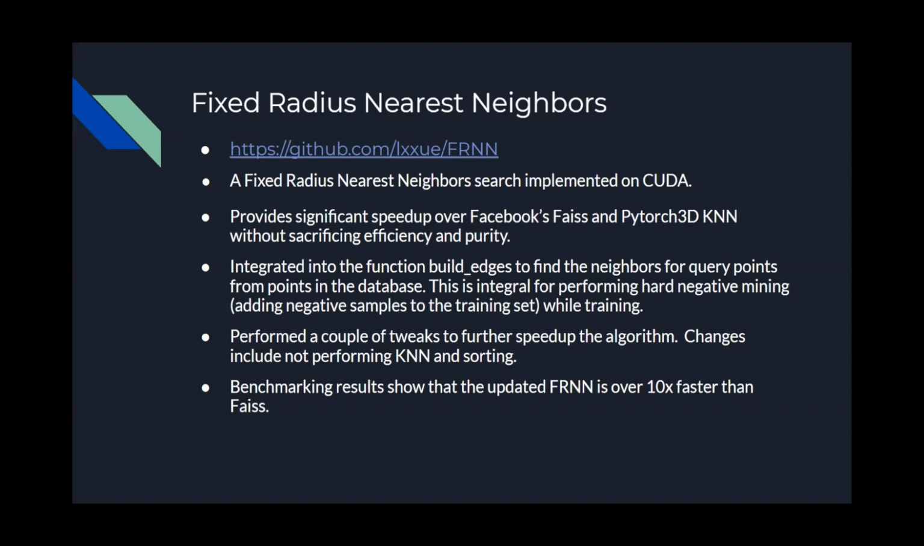And this is a critical part because we need it to do hard negative mining. Hard negative mining basically involves appending false positives to the training set while training to help the model learn better. The other thing I did with the fixed radius nearest neighbors was perform a couple of tweaks, such as not performing the KNN, to speed it up even further. Finally, the benchmarking results showed that the FRNN, with the tweaks that we made, performed at a speed that was 10 times faster than Facebook's Faiss. I'll be displaying the graph soon.